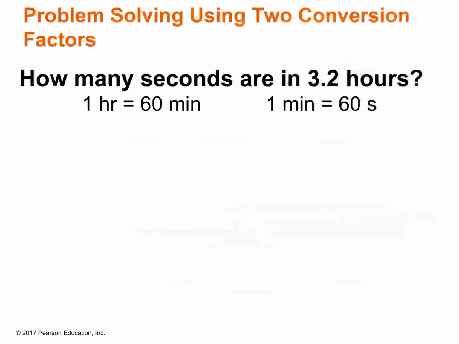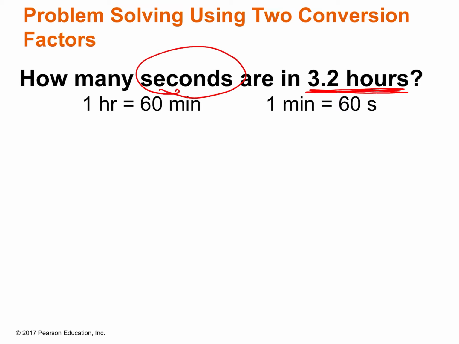So for example, how many seconds are in 3.2 hours? Okay, so we're starting with 3.2 hours, right? We found the number in the problem, and we're going to convert it to seconds. And so we have some equalities that we know. We know that 1 hour has 60 minutes, and every 1 minute has 60 seconds. So we have 2 different equalities that we're going to use to convert hours into seconds.